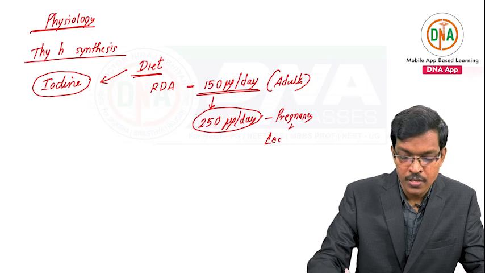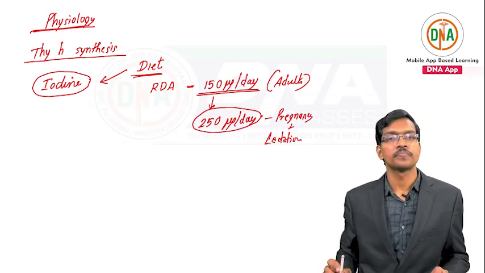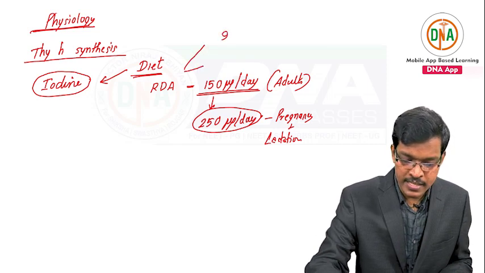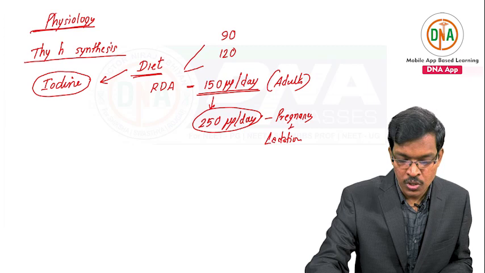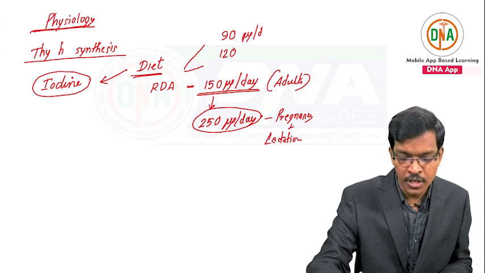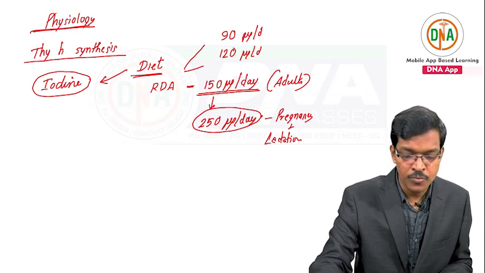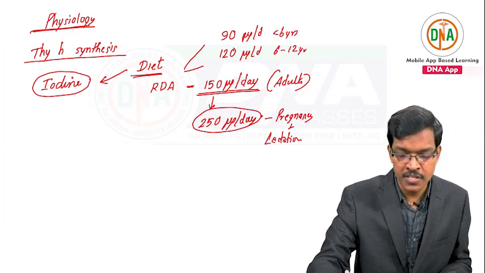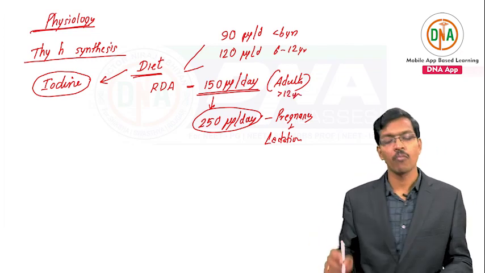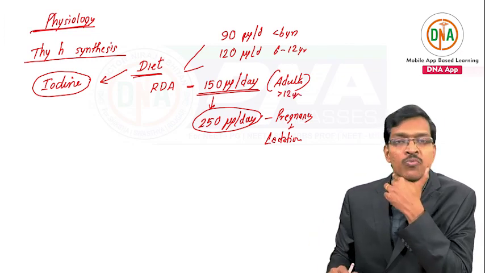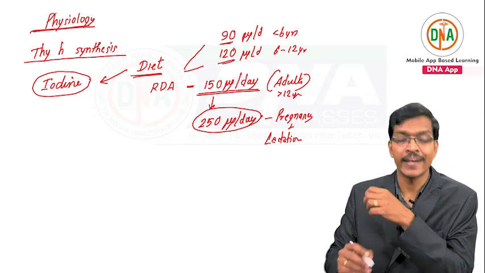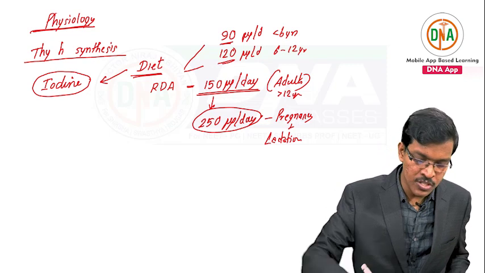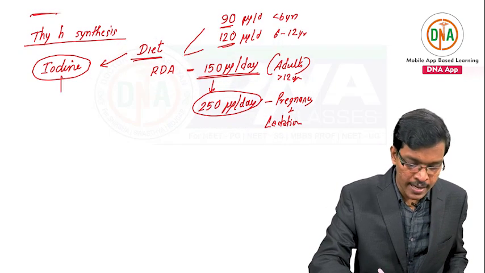Very important, pregnancy and lactation. If you take children, two more values you have to study. One is 90 and 120. 90 microgram per day and 120 microgram per day. This is up to 6 years. This is 6 to 12 years. So, for adults, it is more than 12 years. So, 90, 120, 150 and 250 are the four values which are the recommended daily allowance of iodine that you need. Fine. So, the iodine which you get from the diet, what happens to iodine?